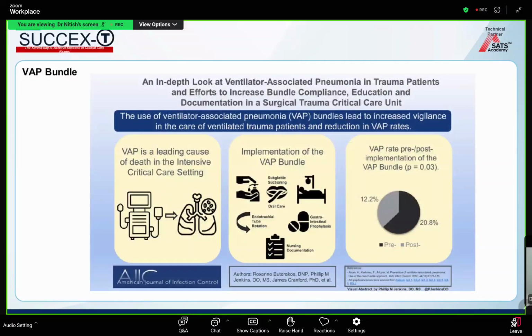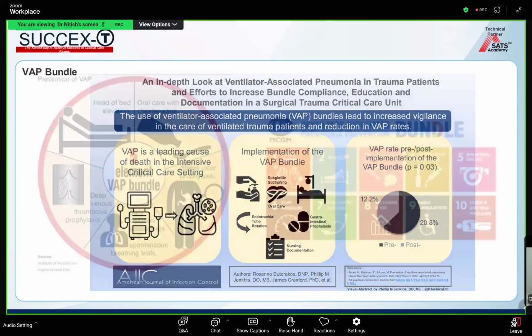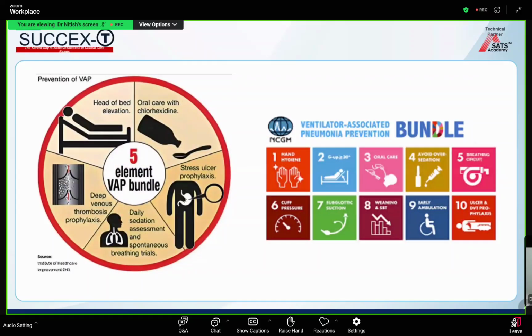VAP bundle is a very important component. This is an article from the American Journal of Infection Control. If you can see the last thing in that, before the initiation of the VAP bundle, the rate of VAP was about 20.8%, which dropped drastically to 12.2% once the VAP bundle was introduced. These are the components of the VAP bundle.